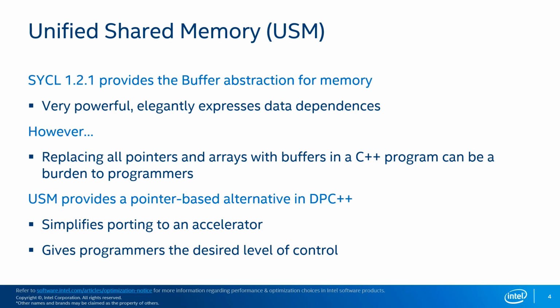Unified Shared Memory, or USM, provides an alternative to buffers that is based on pointers. USM complements the buffer abstraction and is not meant to replace it. Allowing programmers to reuse existing pointer-based code simplifies getting an application running on a device. USM helps programmers do this by giving them the desired level of control over data movement while preserving the ease of use of C++ pointers.